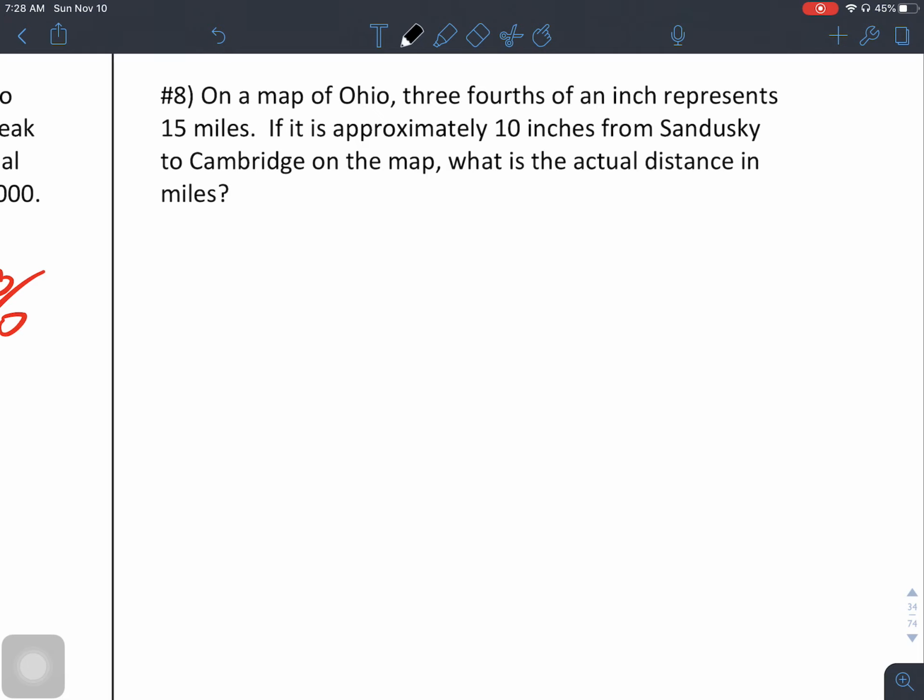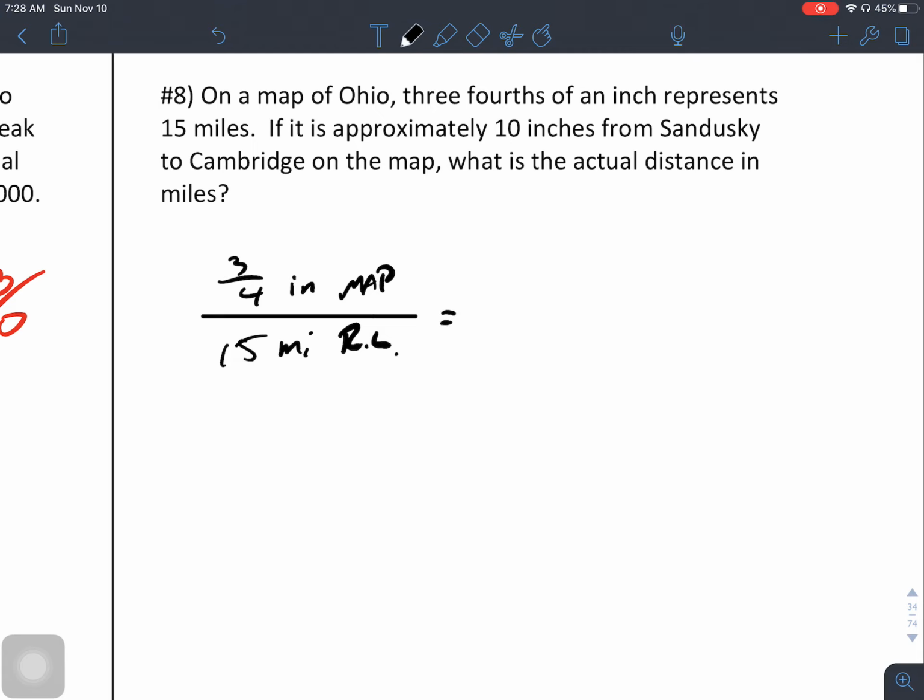On a map, 3/4 of an inch represents 15 miles. Let's write that down as a ratio. 3/4 of an inch represents 15 miles. Do you think 3/4 of an inch is 3/4 of an inch in real life or 3/4 of an inch on a map? It's a map. Do you think 15 miles represents 15 miles on a map? That's a big map. Or 15 miles in real life? This is an RL, people.